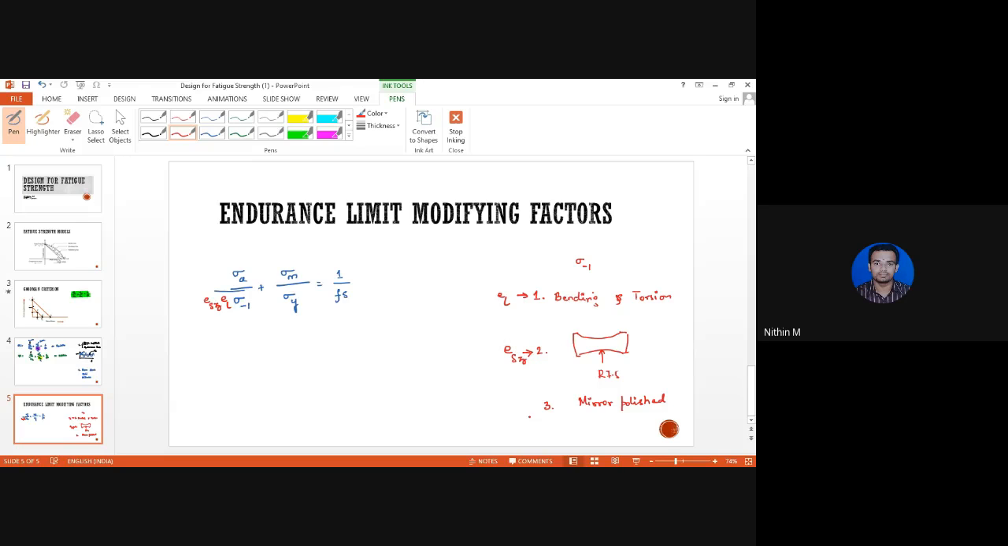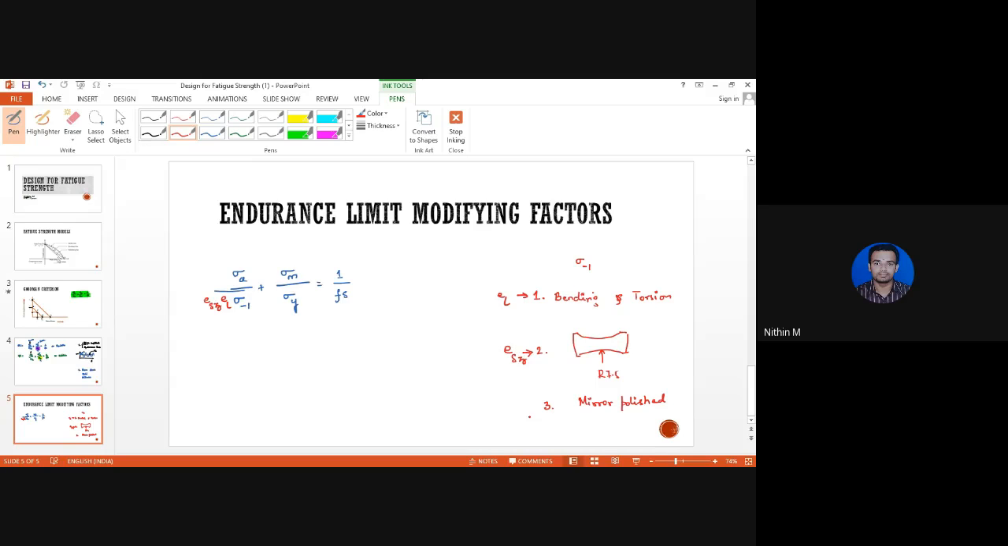So, thereby, what will happen? The mirror polishing technique will only be used whenever we are testing the endurance limit of the component in lab conditions. The test data will be tabulated, which is available in your handbook, but this process is not employed in any manufacturing plant. Why? Because of the increase in cost.